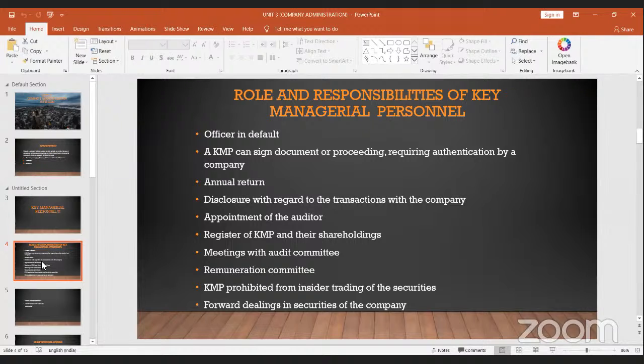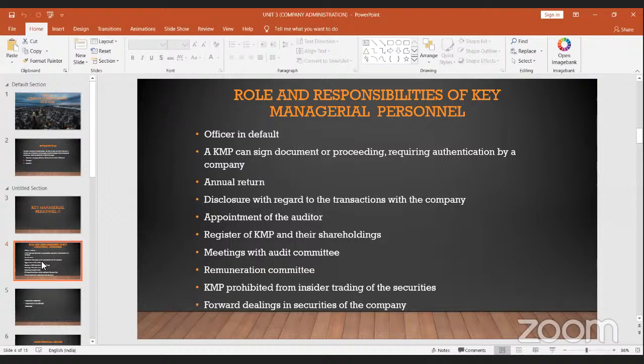Key managerial persons are not supposed to trade inside, with regard to share securities, in the company. It's illegal and opposed to the Companies Act. They are prohibited because if they do this, it will be a loss for the investors, since they would be taking it illegally. As we discussed in disclosure with regard to transactions, they have to disclose that. At the time of disclosing, it would be a big burden and a risk for them. That's why insider and forward dealings in securities of the company are prohibited.